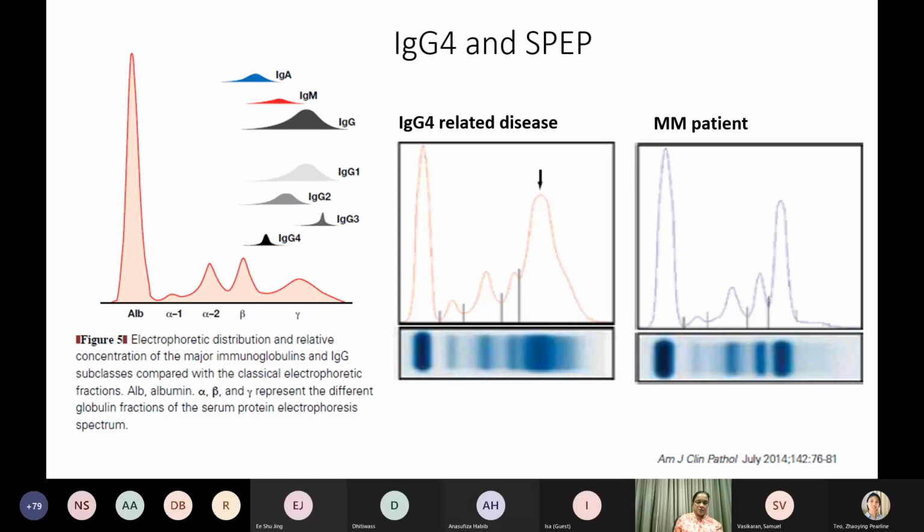So this figure shows protein electrophoresis from a patient with IgG4 related disease. And this one is from a patient with IgG4 multiple myeloma. So you need to identify the difference between the two. Sometimes it would be beneficial to measure IgG4 level if you have the assay in the lab.